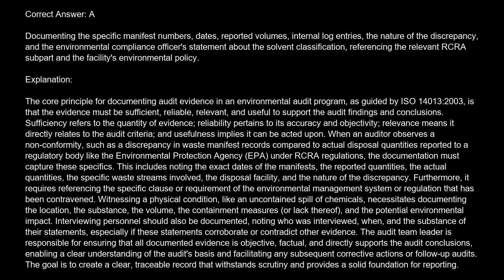When an auditor observes a nonconformity, such as a discrepancy in waste manifest records compared to actual disposal quantities reported to a regulatory body like the Environmental Protection Agency, EPA, under RCRA regulations, the documentation must capture these specifics. This includes noting the exact dates of the manifests, the reported quantities, the actual quantities, the specific waste streams involved, the disposal facility, and the nature of the discrepancy. Furthermore, it requires referencing the specific clause or requirement of the environmental management system or regulation that has been contravened.